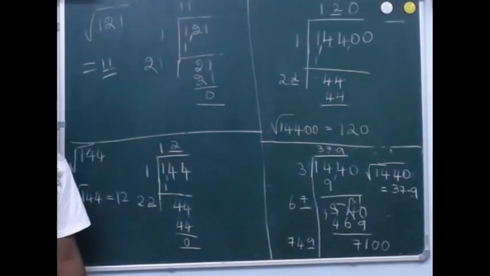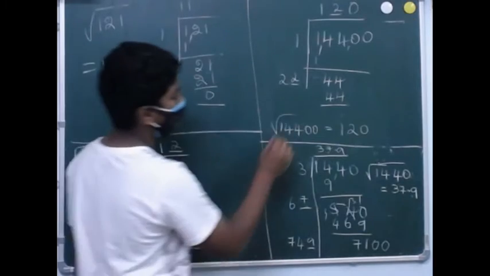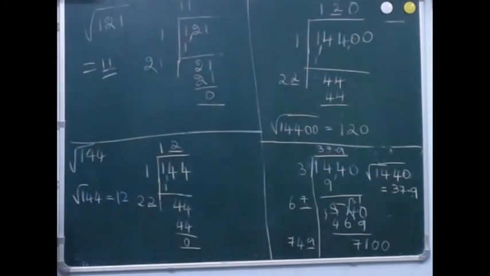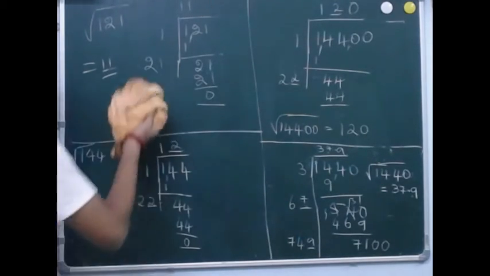So this is the answer. And what about that one? 14,400, 120 is the answer. Okay? Is it clear? Right, Darshan, can you come? So try with 225. You can erase it. Have you copied down? Copied.